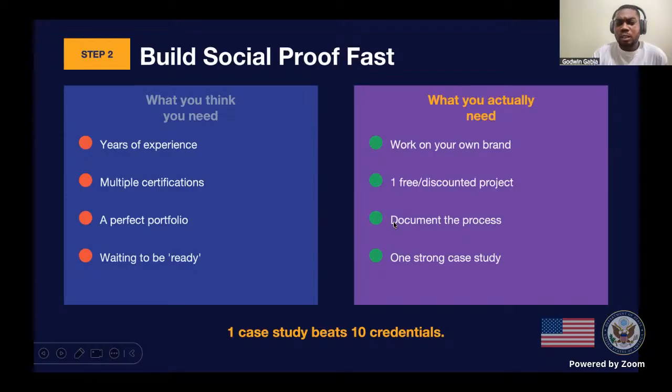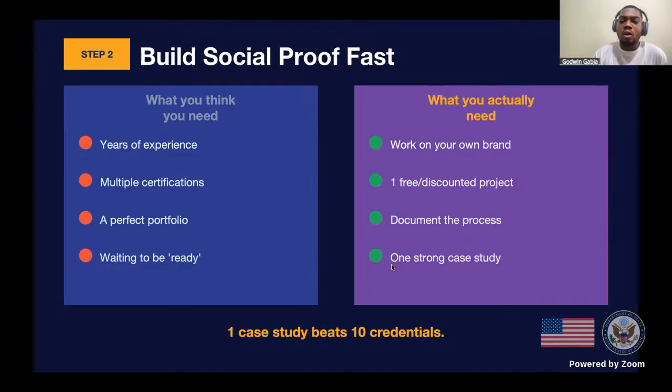Now, document the process, right? So document the process as you go through your studies. That's what I've already said. As you go through the studies, document it, post it on socials. Oh, today I learned this and I tried it and this was the result. Yes, so document the process.